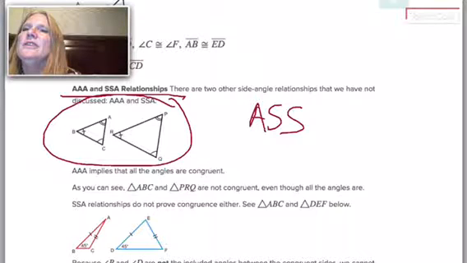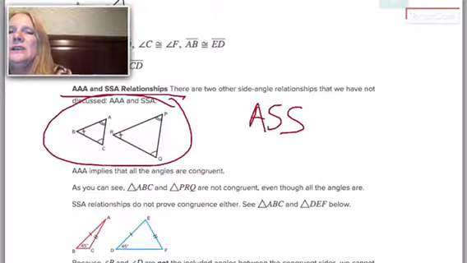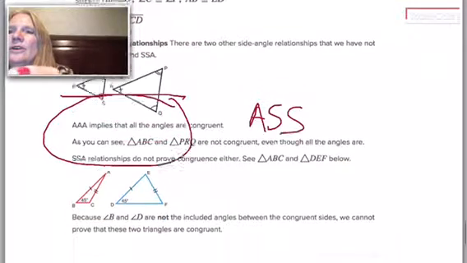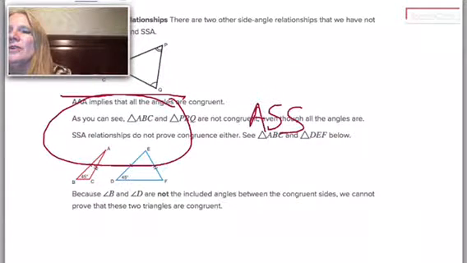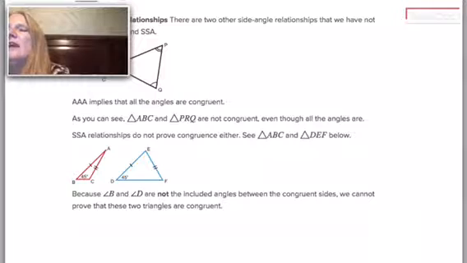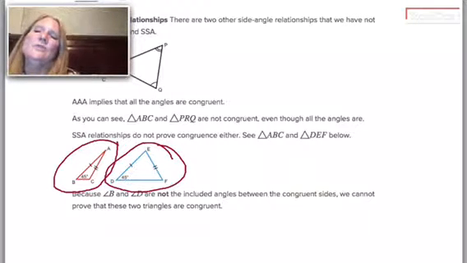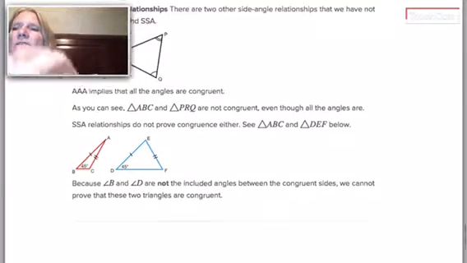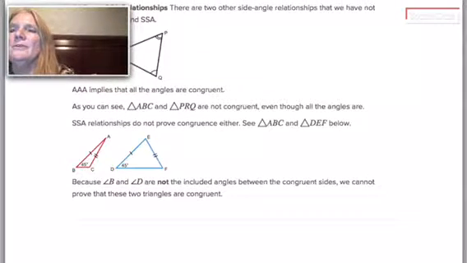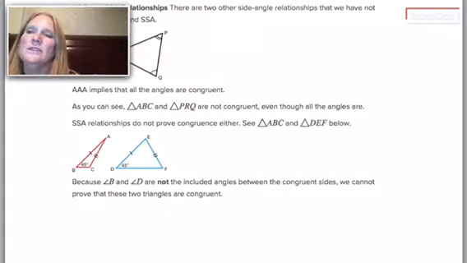The same thing with angle, side, side. You can see in the picture that they've given us here where this also does not work. So just because we have 2 sides and an angle, we can see that those 2 triangles are not congruent. So if we have 2 sides and an angle, the angle has to be the included angle. Okay, I think that's the end of this. So we'll stop here, and we're going to continue with these lessons for a few more days.